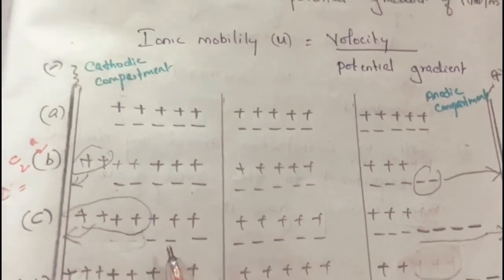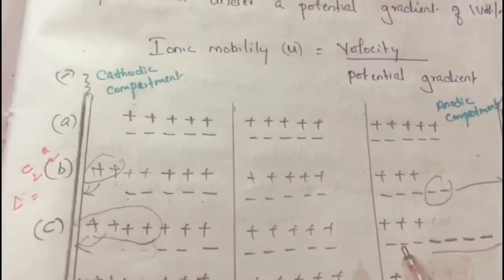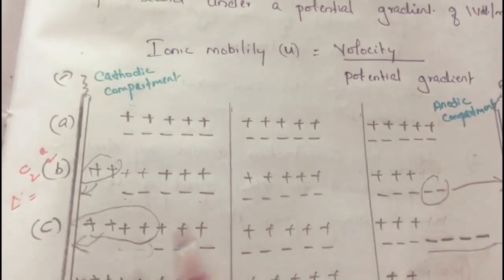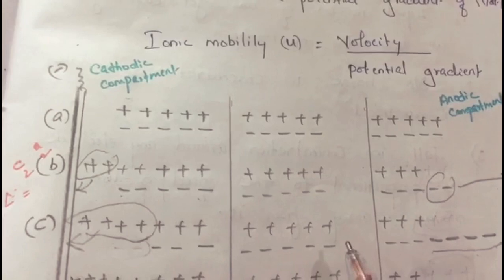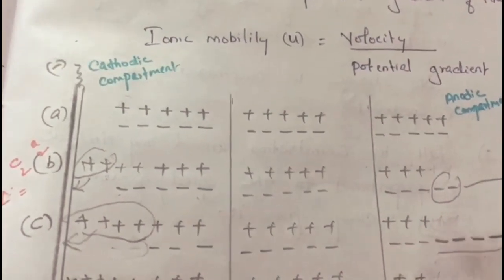So what will happen in condition C? Here two cations are moving, two anions are moving. So the mobility of cation is 2, the mobility of anion is 2. So here the total quantity of electricity produced is 2 plus 2, that is equal to 4.